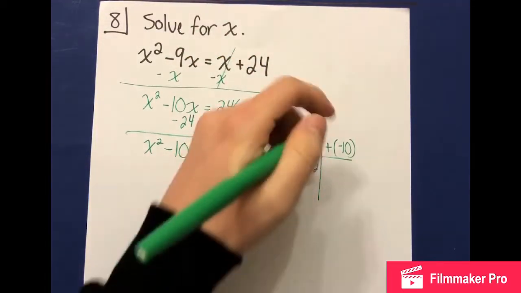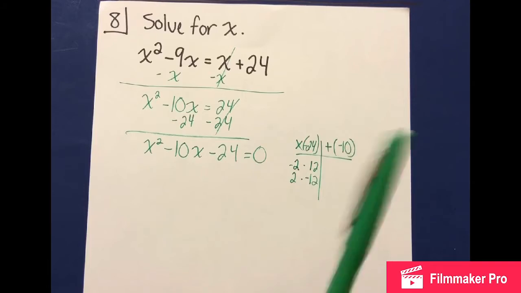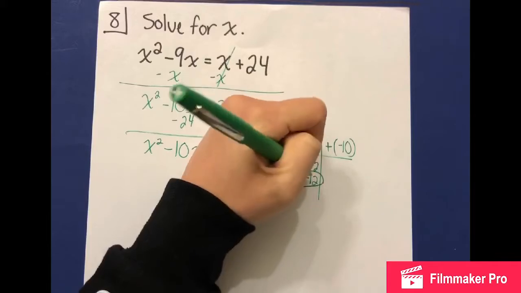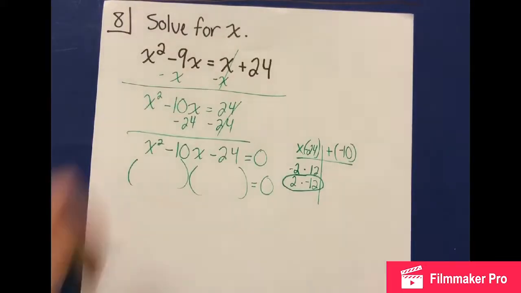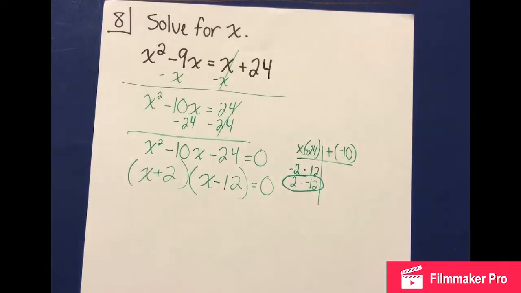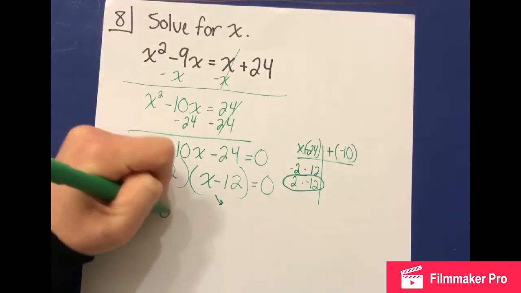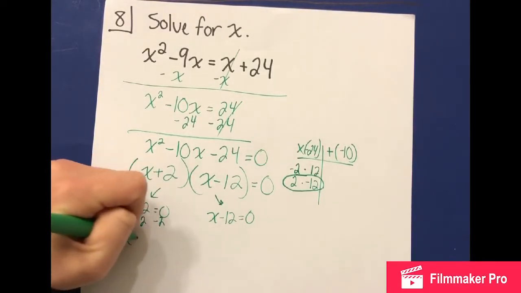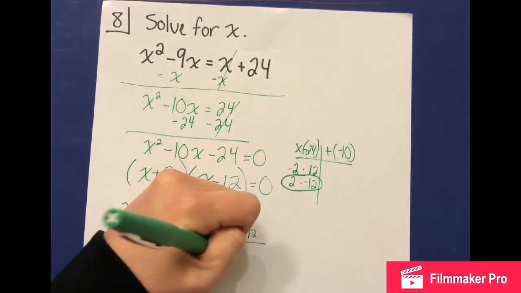One's negative, so let's try both. In this case, which one adds to a -10? It's going to be this one. It's the one where the negative is the greater amount. So in this case, I'm going to break this up. I'm going to say x plus 2, x minus 12. I can now set each equal to 0. So I'm going to do that over here, that over here. X plus 2 equals 0, x minus 12 equals 0. Subtract 2, I get x equals -2. Add 12, I get x equals 12.